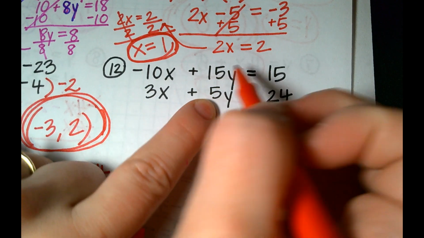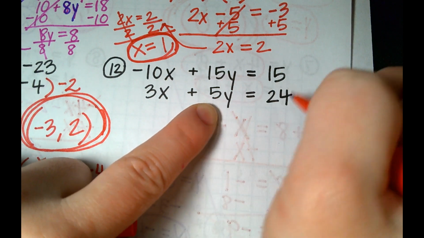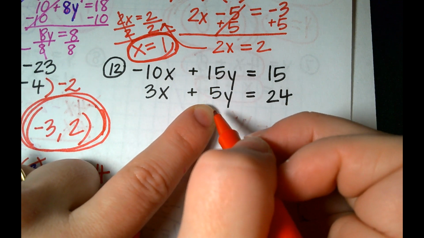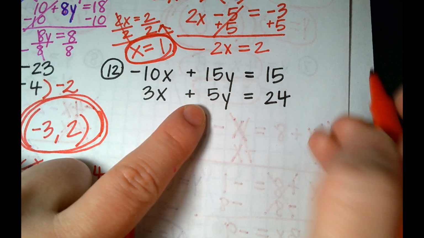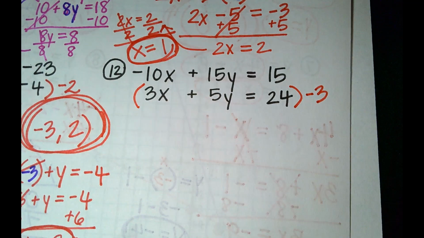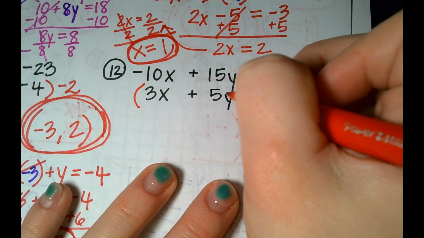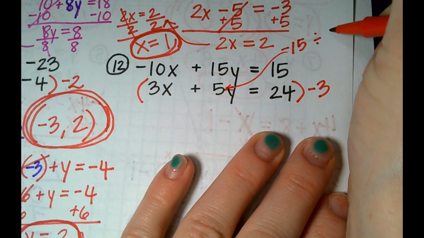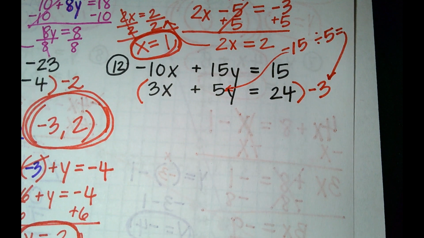Now remember, if you ever are not sure how to figure out what you're multiplying by, I'm going to say, well, I want it to be -15. Divide by the number you already have. That'll give you the number that you need. -15 divided by 5 gives me -3. So -15 divided by 5 equals -3. That's how we got that.